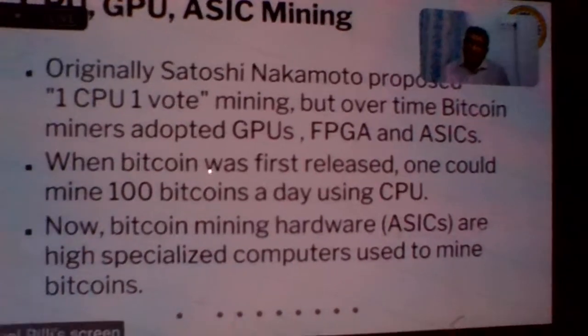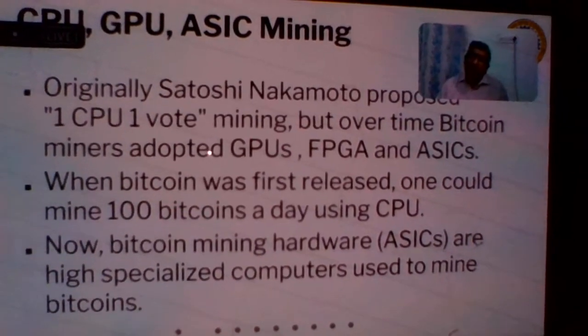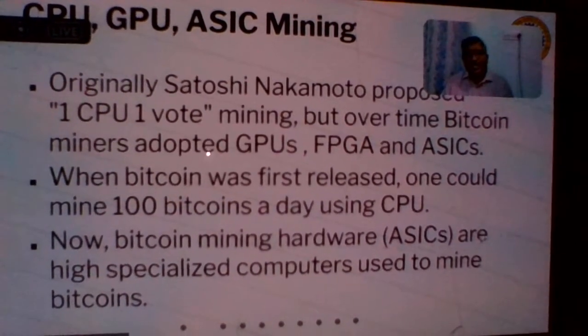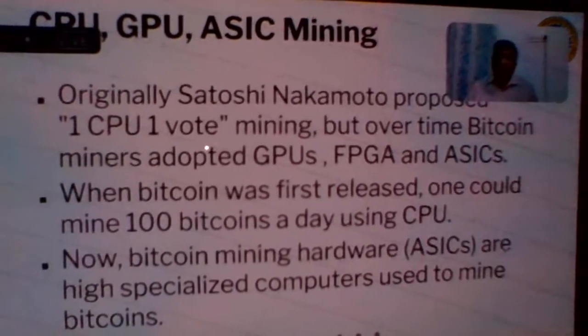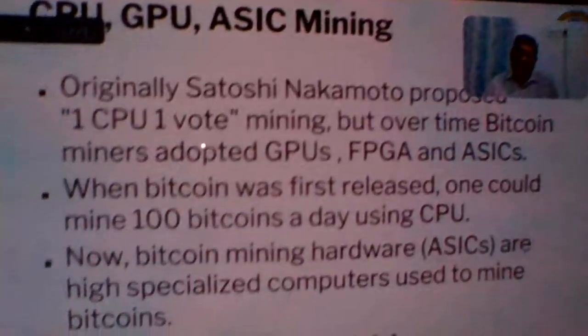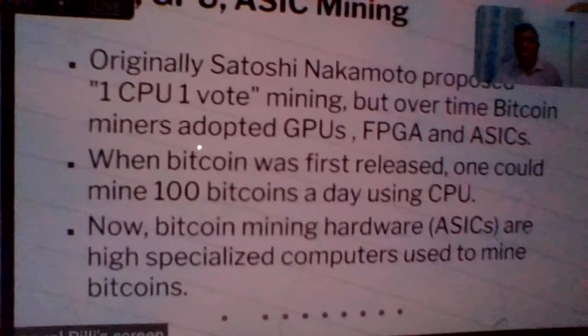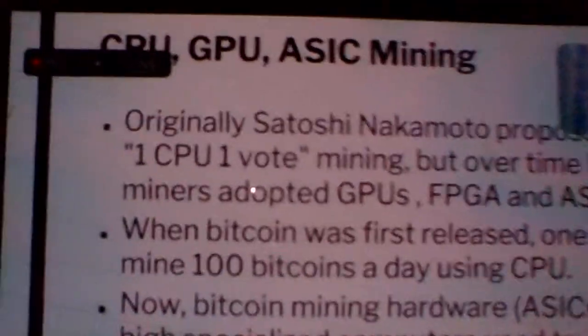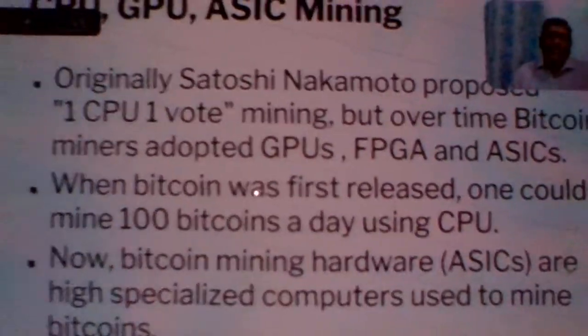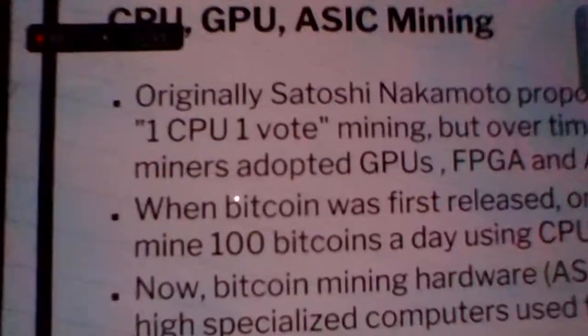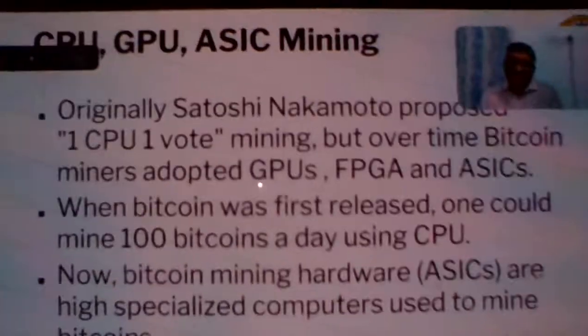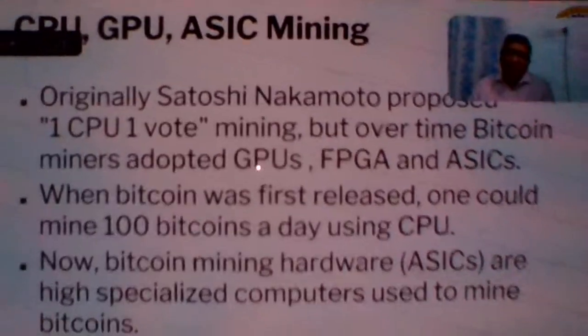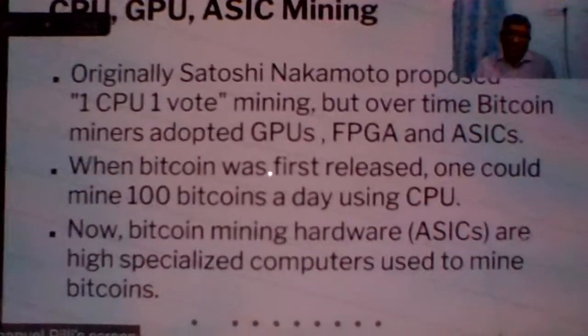Some concepts, if you look at it, what were the issues? People started using powerful resources. Earlier, CPU, and when Satoshi initially proposed, he said if you have one CPU, you can get one block created, right? So one CPU, one block. Then people said, okay, let us combine more CPUs. They created clusters, and then they could get more blocks.